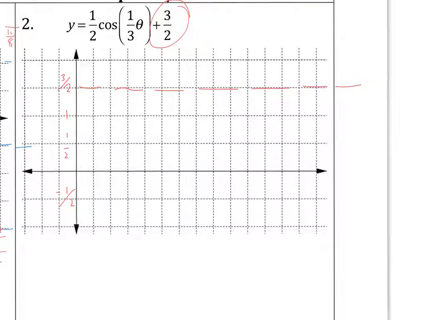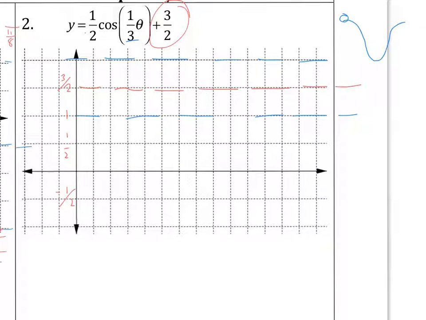And if I want to draw in my amplitude values, I've got to go a half above and a half below this, just to kind of get the neighborhood that my function exists inside of. We know that cosine starts at the top, goes down to the bottom, starts back at the top again. This is positive, so it's going to follow that shape. To get my endpoints, I'm going to set the inside equal to 0 and inside equal to 2 pi.